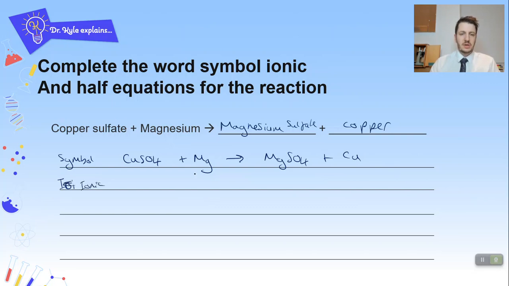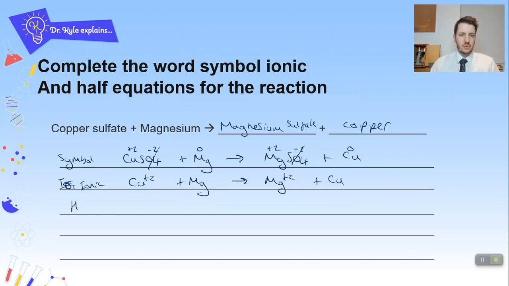Ionic equation then. Right, so we look at the charges. So sulfate is always -2, so therefore the copper is +2. Magnesium's 0 there. Sulfate's -2, and obviously magnesium's in group 2, so that's +2. Copper's 0 over there. You remove your spectator ions, so you get rid of your sulfate. And so your ionic equation is Cu +2 plus Mg goes to Mg +2 plus Cu.